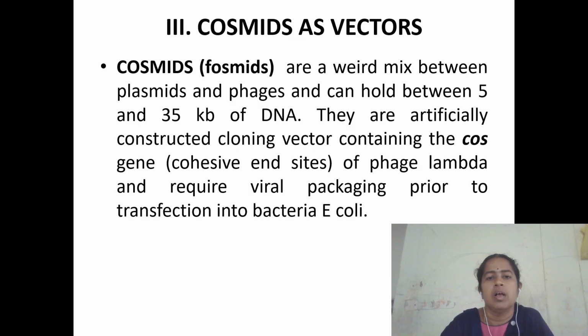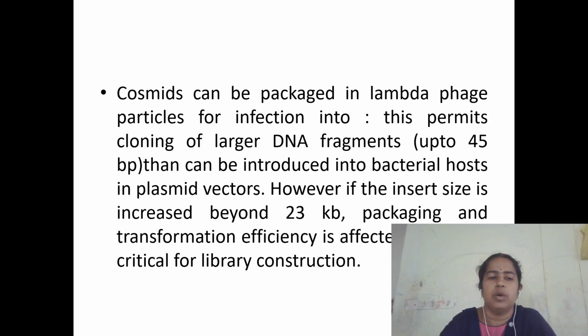Cosmids as vector. Cosmids are a weird mix of plasmids and phages and can hold between 5 to 35 kilo base pairs of DNA. They are artificially constructed cloning vectors containing the COS gene, that is cohesive end sites of phage lambda, and require viral packaging prior to transfection into bacterial E. coli. The cosmids can be packaged in lambda phage particles for infection into E. coli.